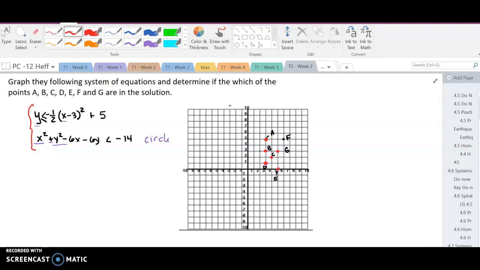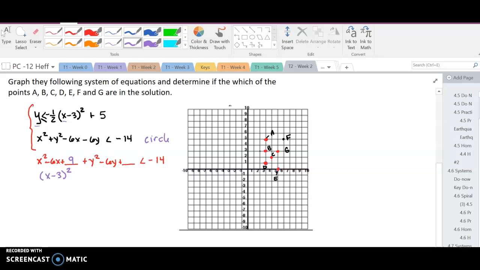So I'm going to find the center radius form of the circle equation, and I'll do that by completing the square. So I'm going to need to reorder some things. X squared minus 6x plus some term that's going to complete the square, plus y squared minus 6y plus some number that's going to complete the square, is less than negative 14. And so when I think of the number that's half of 6, that's negative 3, and when I square it, that's 9. And so that tells me I'm going to have x minus 3 quantity squared.